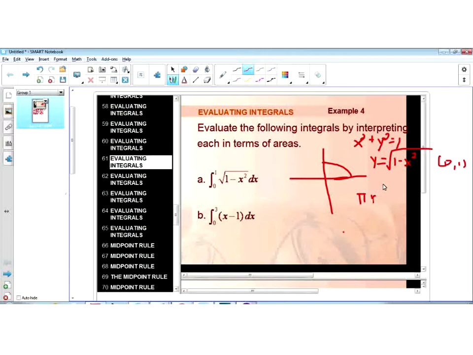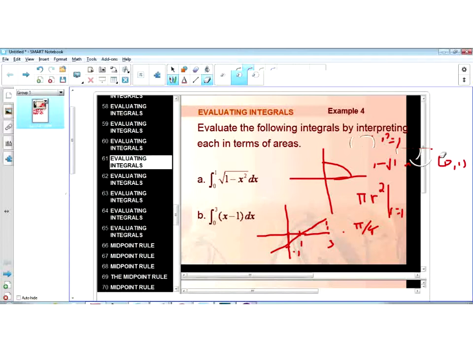The area of a circle, of course, is pi r squared, with r being 1. So this is just 1/4 the area of a circle, so that's pi fourths. And then for part B, that would just be a line. At x equals 1 we have 0, at x equals 0 we have minus 1. So this would be the line from 0 to 3. So you have two triangles right there. Just sum the areas of two triangles. We'll see those in the next slides.